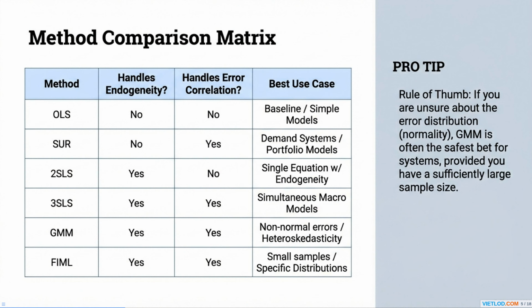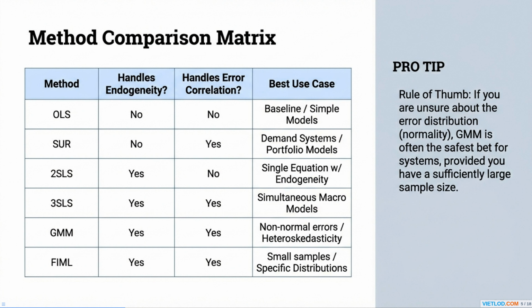This table provides a concise summary. OLS handles neither endogeneity nor error correlation. It's a simple baseline. SUR is a step up. It doesn't handle endogeneity, but it efficiently estimates systems with correlated errors, like demand systems. 2SLS, or two-stage least squares, is a single equation method that handles endogeneity but ignores cross-equation error correlation. 3SLS combines the strengths of SUR and 2SLS. It handles both endogeneity and error correlation, making it ideal for simultaneous macroeconomic models.